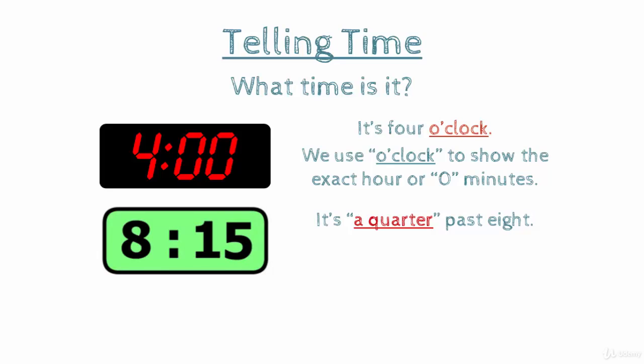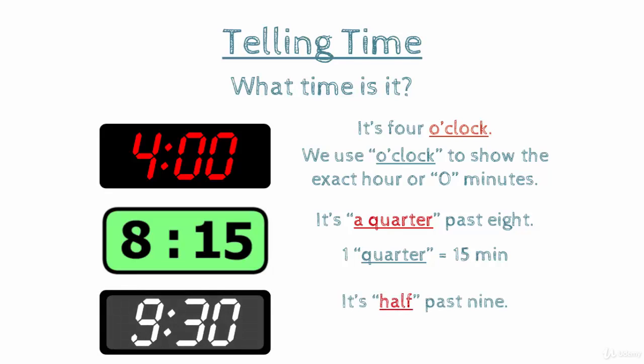It's 8:15. Now, 1/4 equals 15 minutes. So, 8:15 means it's 1/4 past 8, okay? It's 9:30. 1/2 equals 30 minutes. So, 9:30 equals 1/2 past 9. All right?